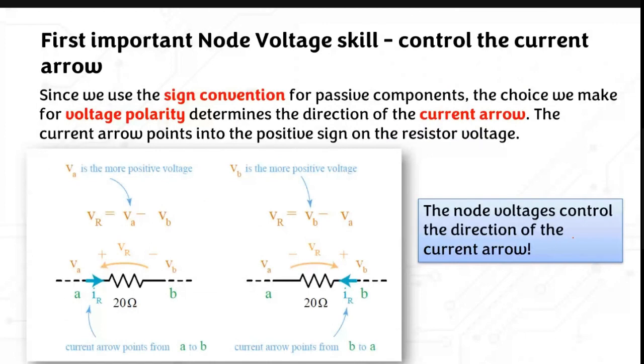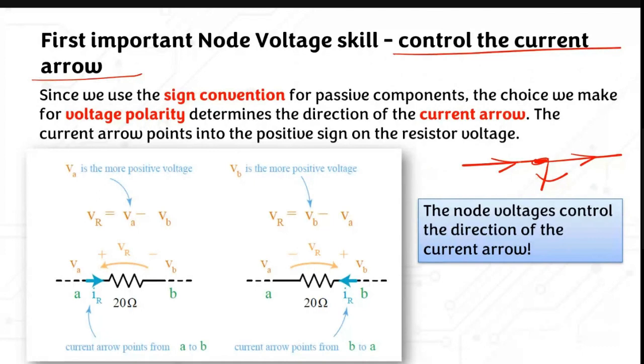Alright, so the important skill that you need to know when you analyze your circuit with the node voltage technique is how to control the current arrows, or your current directions. As I show you, the first one, the KCL, right? The directions of current through the nodes, whether it's entering or leaving.